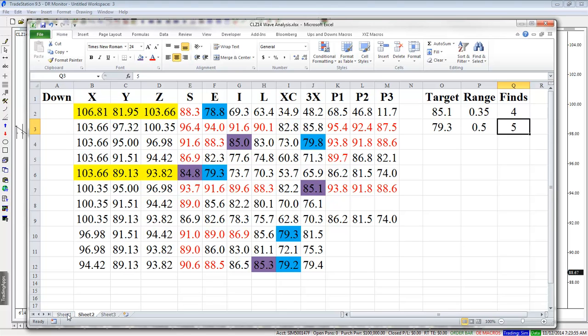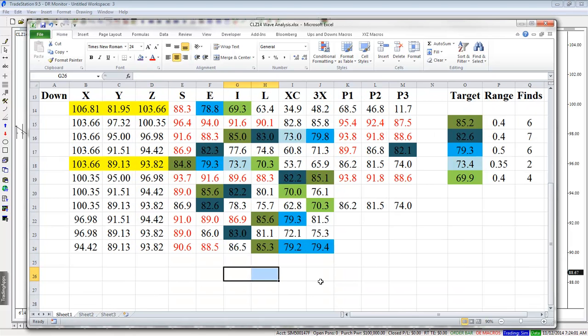Now, I've actually gone through this already. Again, I did this work ahead of time just to save us some time here, and this is what I came up with. Now, I use slightly different colors: 79.30 here, 50-cent range, 6 fines. That comes up with here's our equal to, here's our equal to here, the same waves that we were looking at earlier. We can also look at our 85.20, which came up 6 times.